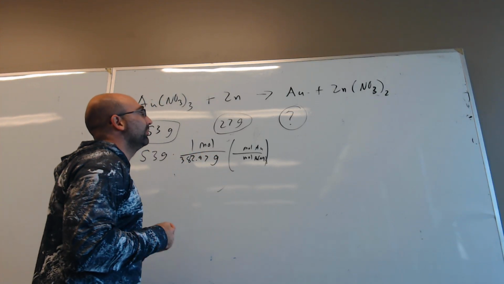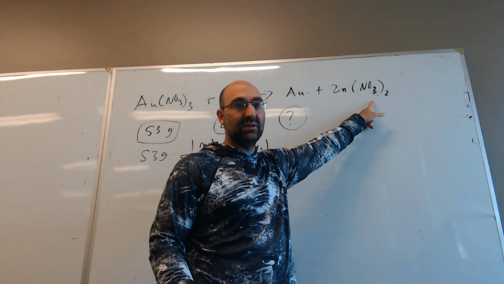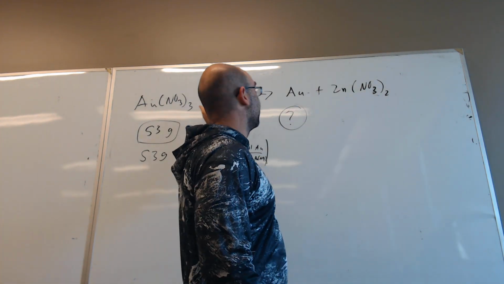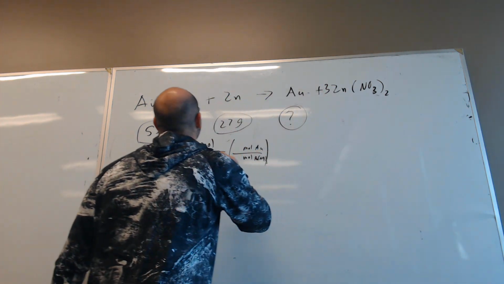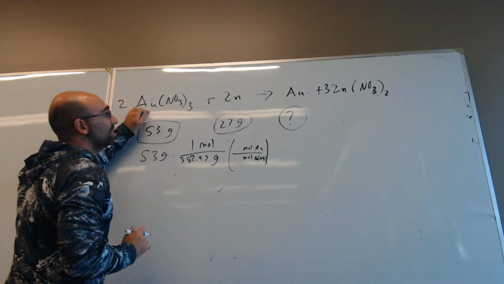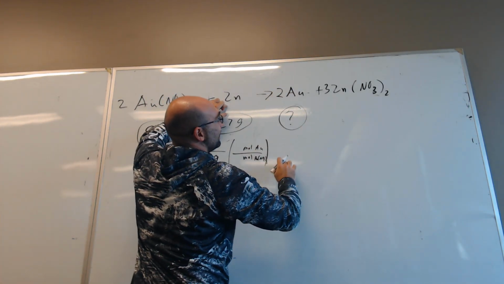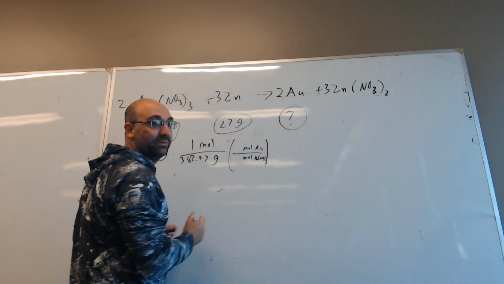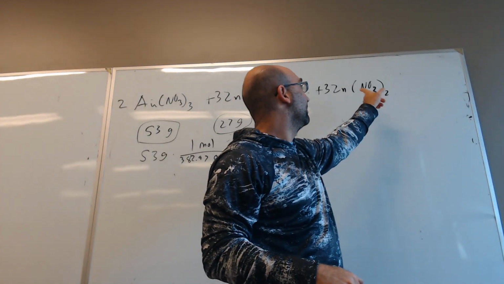And before, I forgot to balance. So I've got 3 nitrates here and 2 nitrates there. If I want 2 and 3 equal, the lowest common denominator is 6. So I'm going to put a 3 here and a 2 here. Now I've got 2 golds, so I have to make 2 golds. And then the zinc, I've got 3 zincs here, so I have to put 3 zincs there. So it's going to be 2, 3, 2, 3.